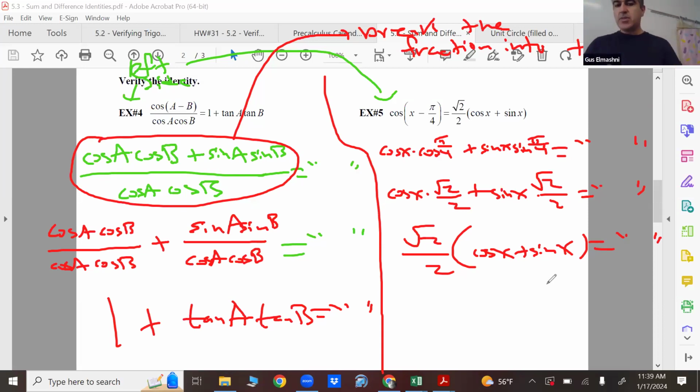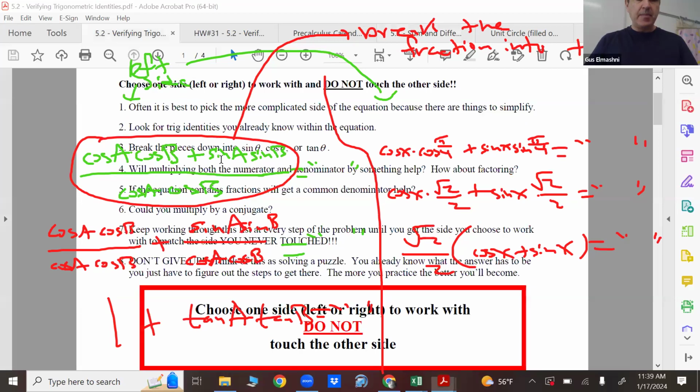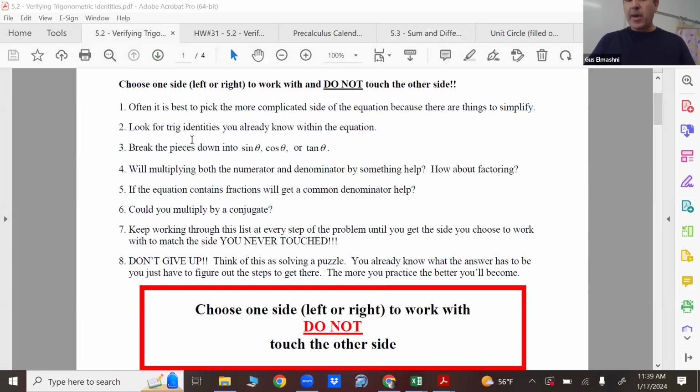And then for example 5, again, I used this difference formula for cosine of x minus pi over 4. When I applied it, I saw an opportunity to evaluate cosine pi over 4 to root 2 over 2 and factored it out, so it isn't just factoring also. So going back to the previous set of notes, again, look for trig things you already know, break them down to sine, cosine, and tangent. Sometimes multiplying both numerator and denominator by something might help, like factoring, combining fractions, look for that. Multiply by the conjugate, that was when you had radicals.